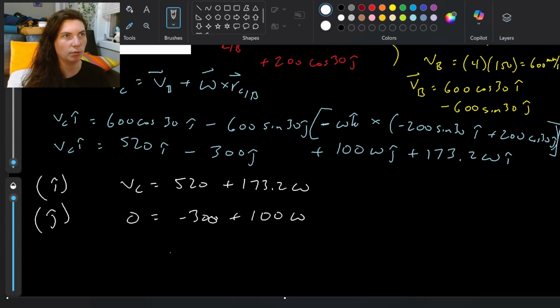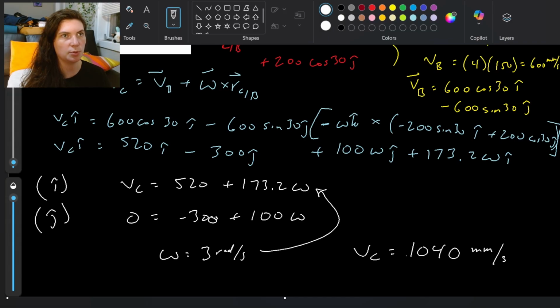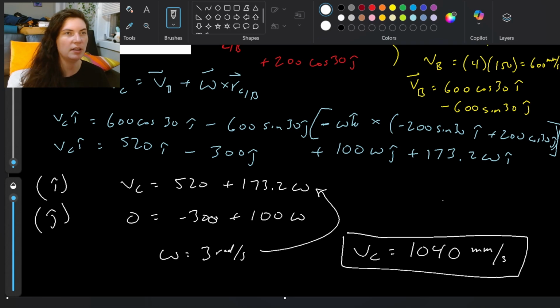So there I can see if I move the 300 over, I get omega is 3 radians per second. And when I plug that in there, I get my velocity of C is a positive 1040 millimeters per second. Again, I didn't convert any units, so I get millimeters per second. If you did convert everything to meters, you would just get 1.04 meters per second. That's a totally acceptable answer too. And we guessed correctly. All of those worked out to be positive values.